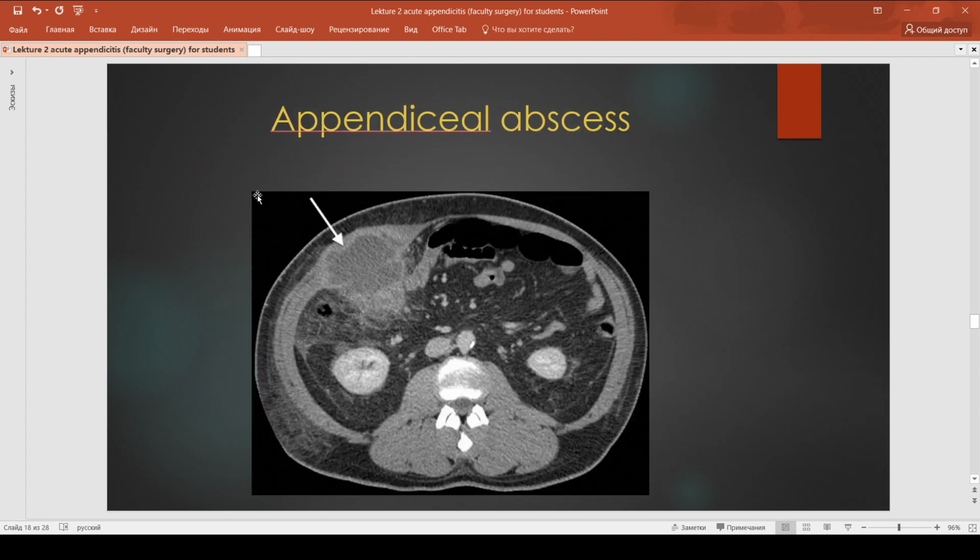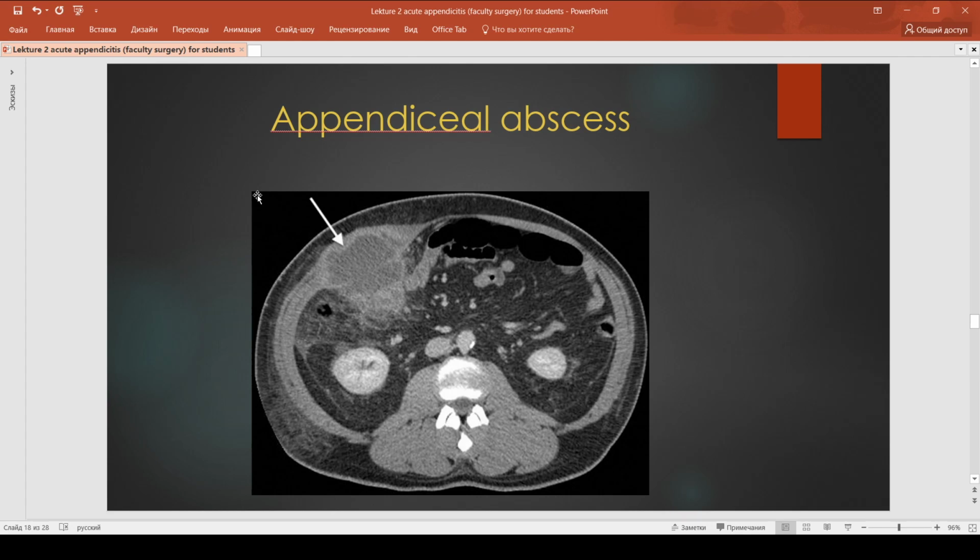Appendiceal abscess. It's a localized collection of pus and necrotic tissue that forms around an inflamed appendix, which typically follows an untreated perforated appendix. It manifests as a tender mass in the right lower quadrant in an acutely ill patient, with a high-grade fever, possible paralytic ileus, leukocytosis, and signs of sepsis.